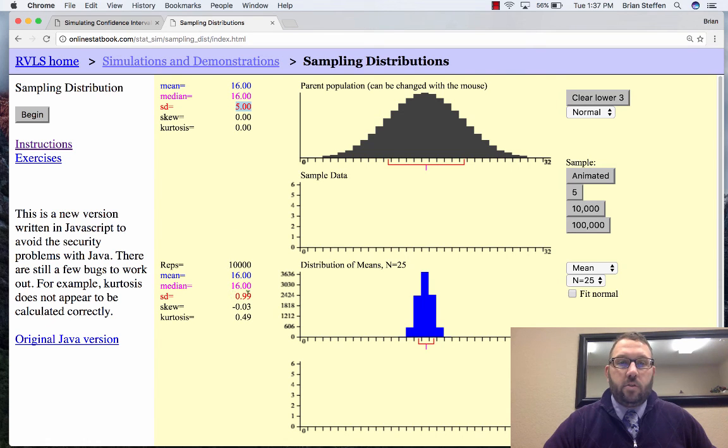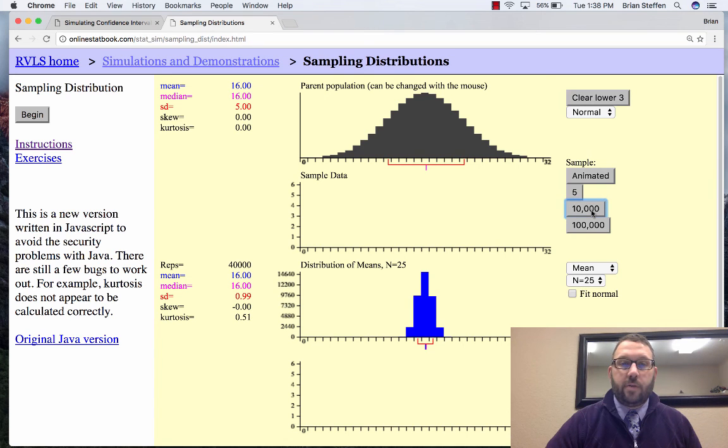My new distribution is 0.99. Remember though, the standard deviation of a sampling distribution is sigma over the square root of n. 5 divided by the square root of 25, so it's like 5 divided by 5, which is 1. 0.99 is really close.